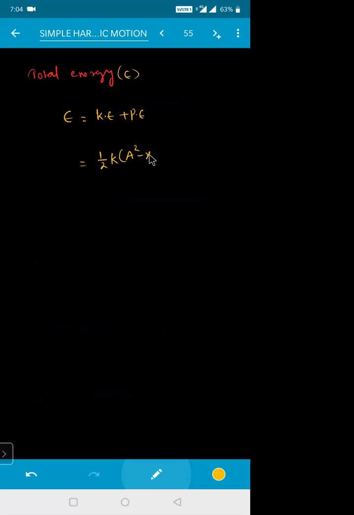Now tell me, what is the total energy, beta? Total energy is the sum of potential energy and kinetic energy. So E is equal to kinetic energy plus potential energy. The kinetic energy formula is half into k into a square minus x square, plus potential energy half into k into x square. So E is equal to half into k into a square, minus half into k into x square, plus half into k into x square. Anything getting cancelled, you see.